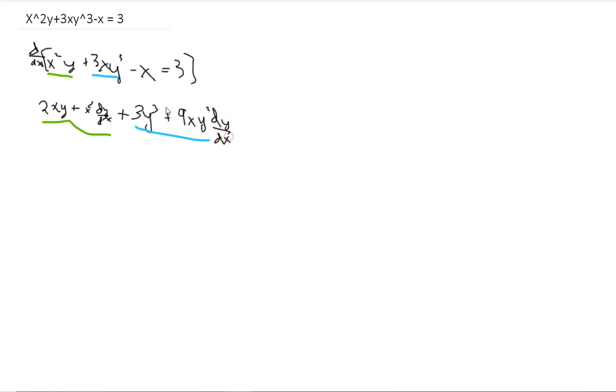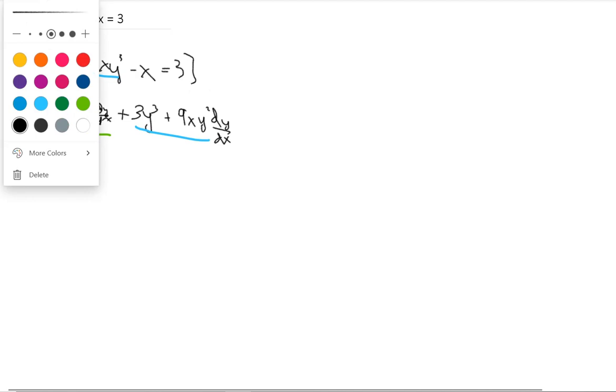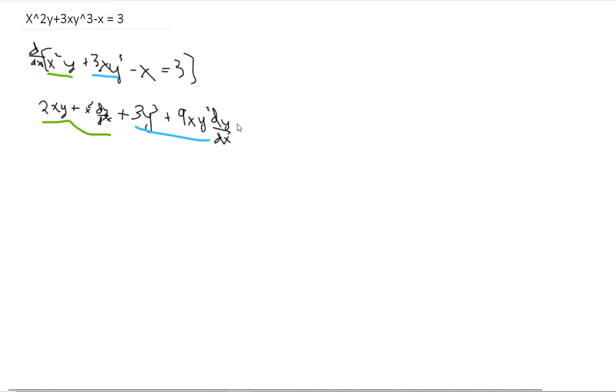Very important. Now we have a minus x. Derivative of x is just 1, so minus 1. Derivative of 3 is 0. Okay, so we're done taking all of our derivatives. Now at this point, we just have to solve for dy/dx.